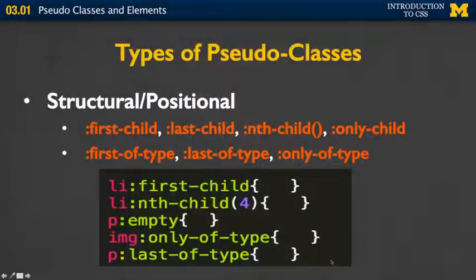So you can also style based on the structural position of the different elements. You have first child, last child, nth child. The way that one works is you put a number in to say the 5th child or the 10th child. You can have only child. You also have other different things such as first of type, last of type, only of type. And again, you just have the element, the colon, and then the name of the pseudo-class that you want to style.